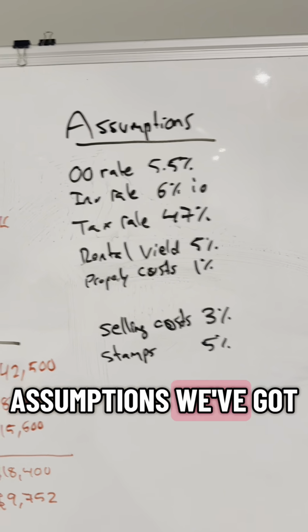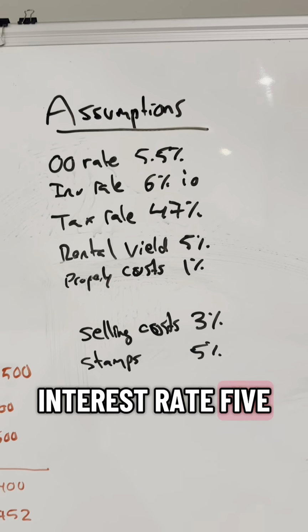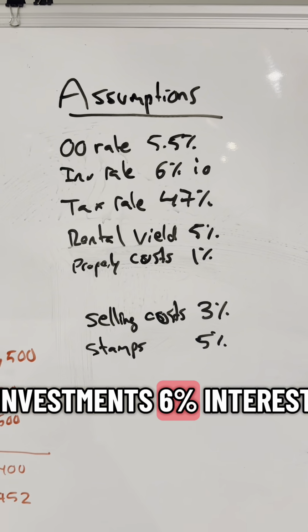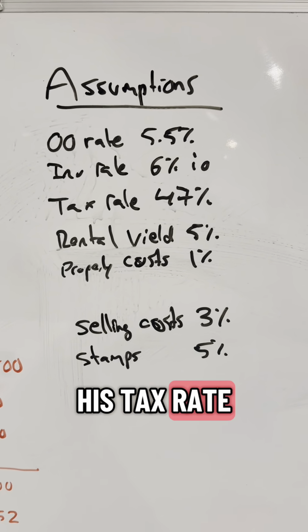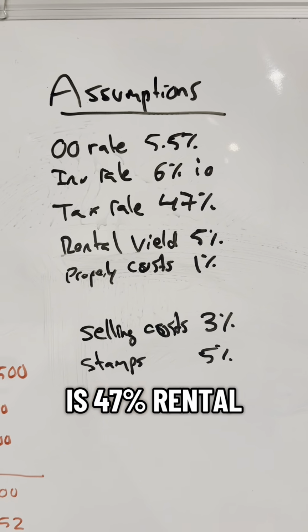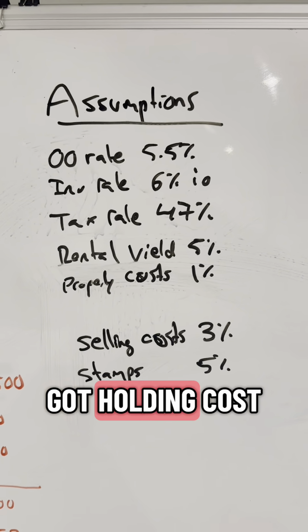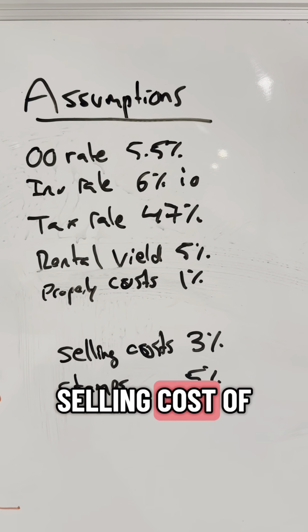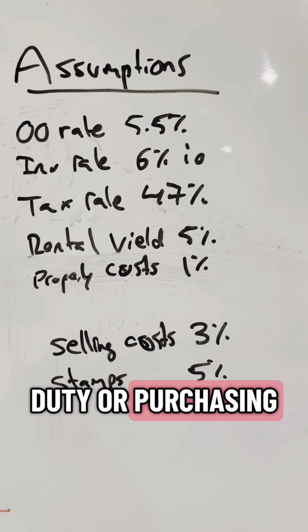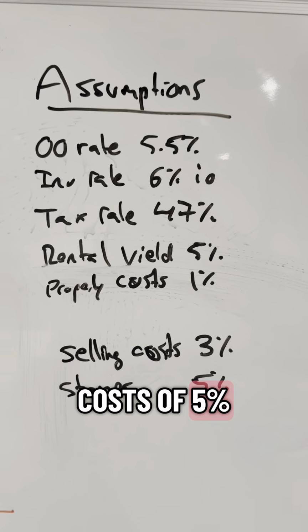So here are the assumptions we've got. Owner-occupied interest rate, 5.5%, investments, 6% interest only. His tax rate is 47%, rental yield of 5% irrespective of what property we've got, holding costs of 1%, selling costs of 3%, and stamp duty or purchasing costs of 5%.